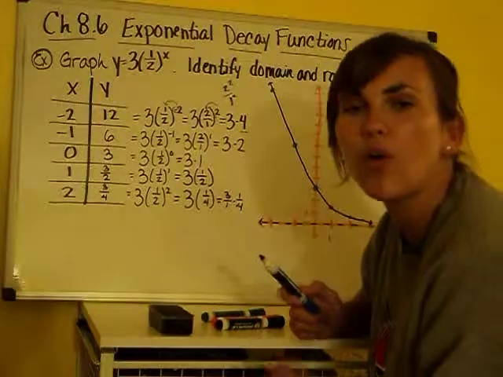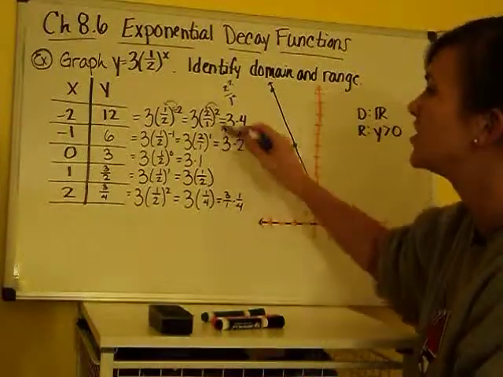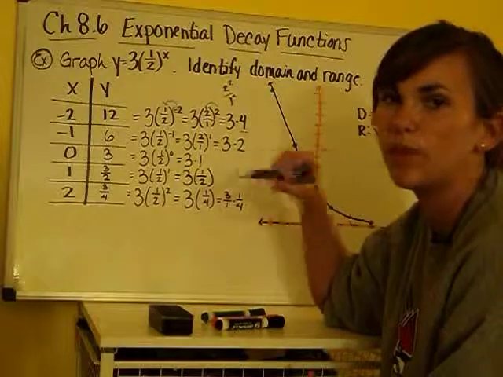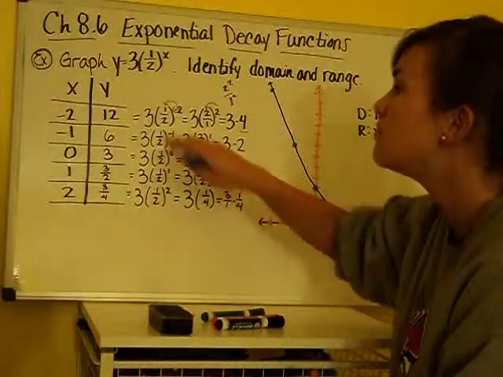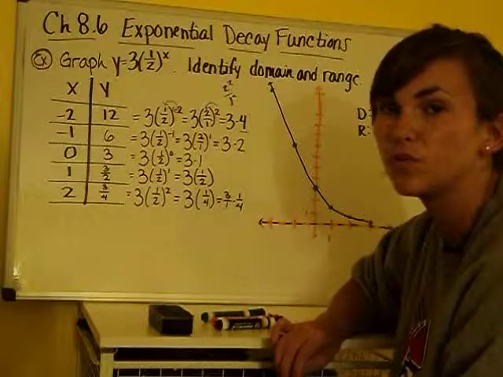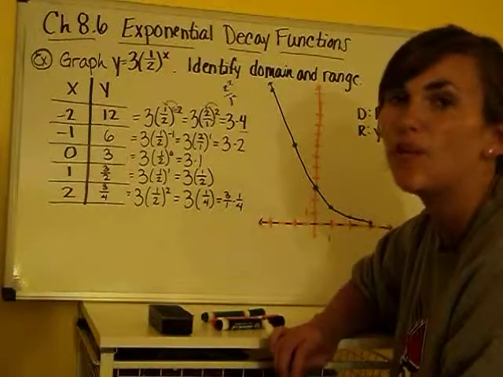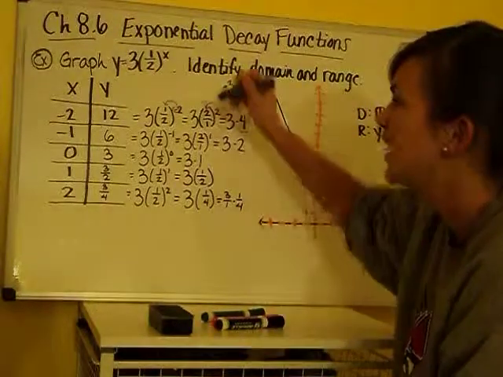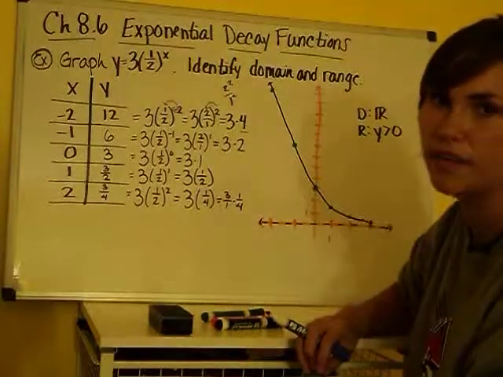Okay, we want to follow order of operations. Order of operations says exponents first, then multiplication. So if you were to multiply the 3 times 1/2 first and then take the negative 2 power, that would be wrong. So you want to take the exponent first, then multiply.